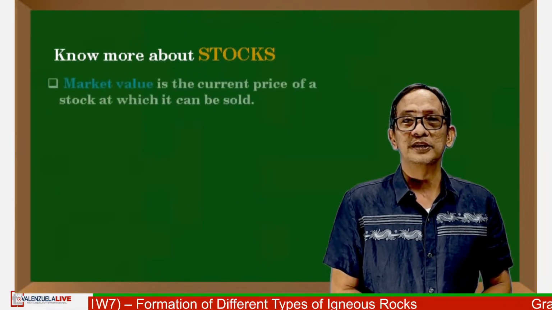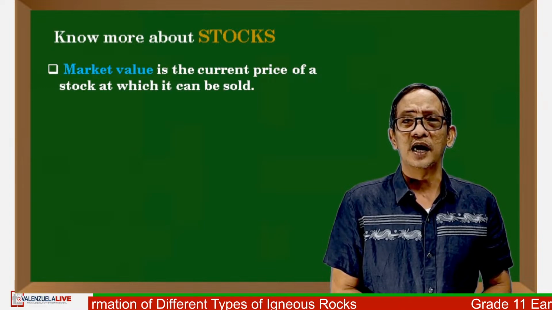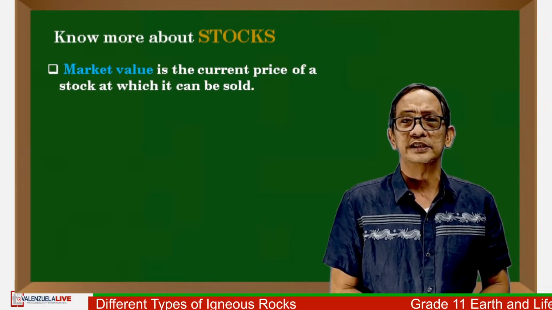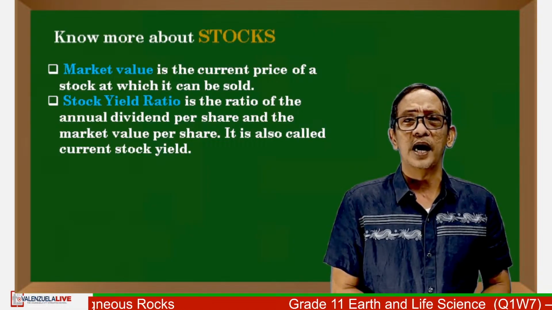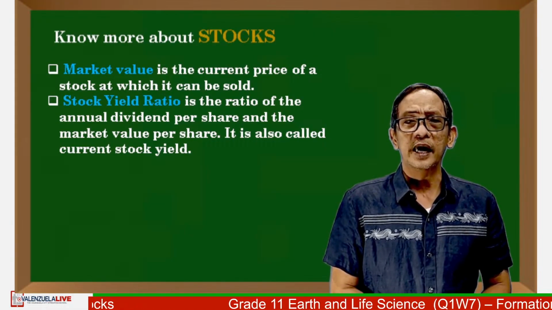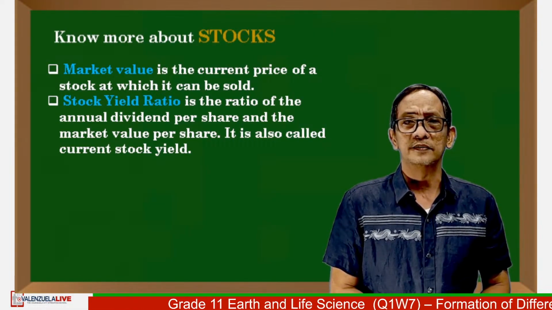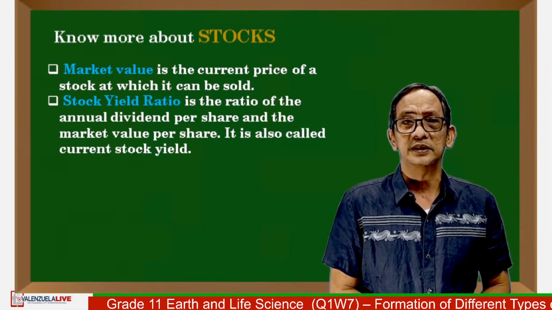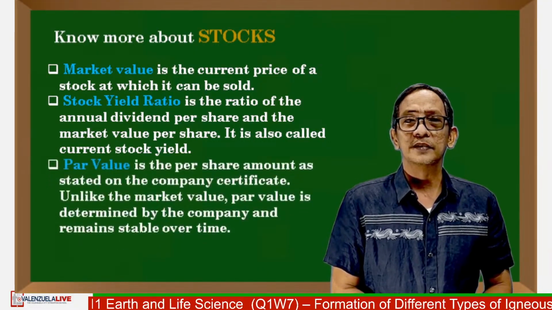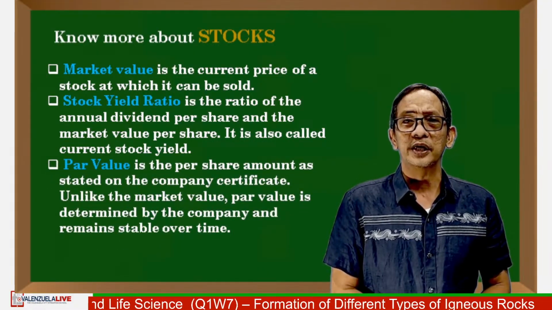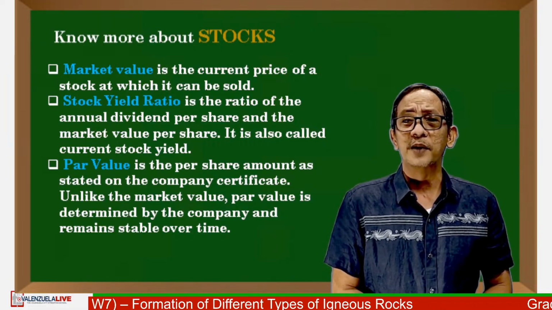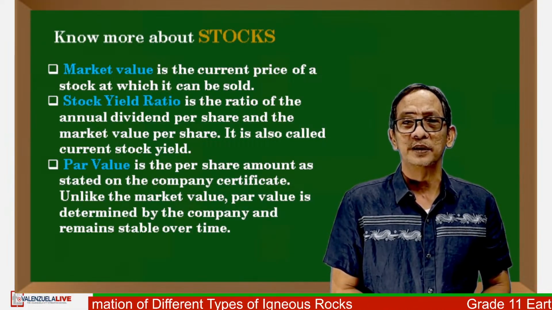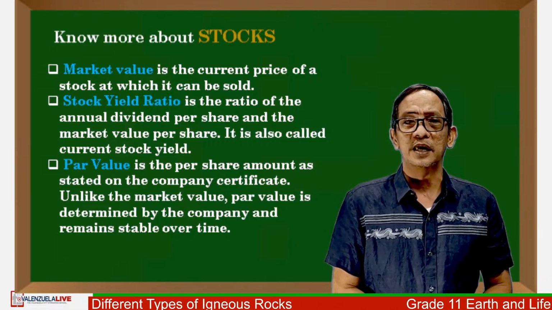Let's know more about stocks. Market value is the current price of a stock at which it can be sold. Stock yield ratio is the ratio of the annual dividend per share and the market value per share. It is also called current stock yield. Par value is the per share amount as stated in the company certificate. Unlike the market value, par value is determined by the company and remains stable over time.